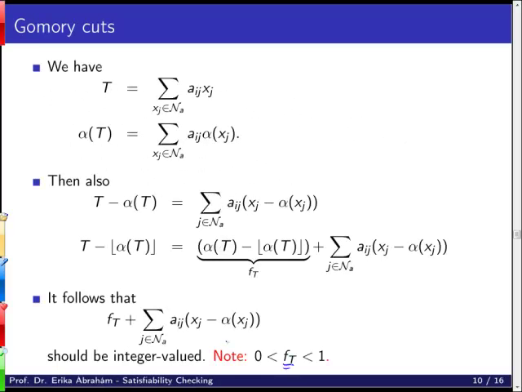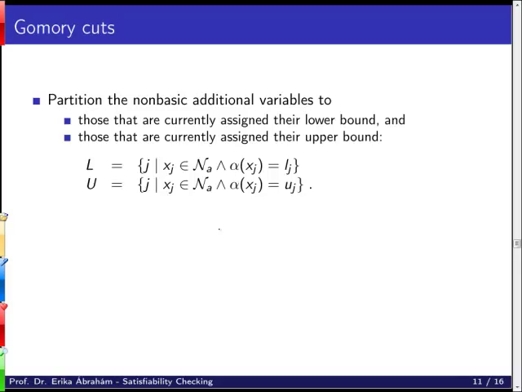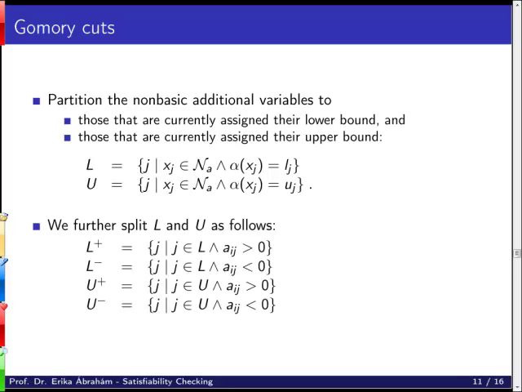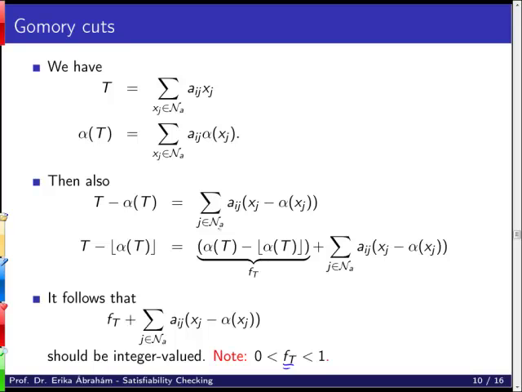So now I would like to derive some conditions which must hold such that this term becomes an integer. We partition the sum first. I go back to the slide. In this sum, there are additional variables, and I distinguish whether they have a lower bound or an upper bound, and whether these coefficients are positive or negative.